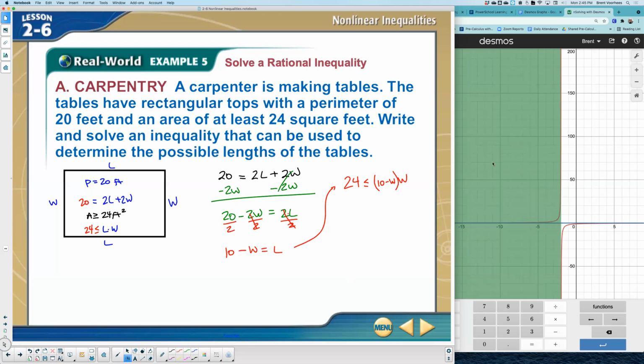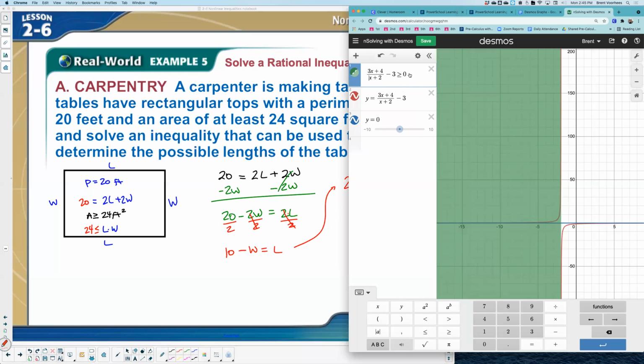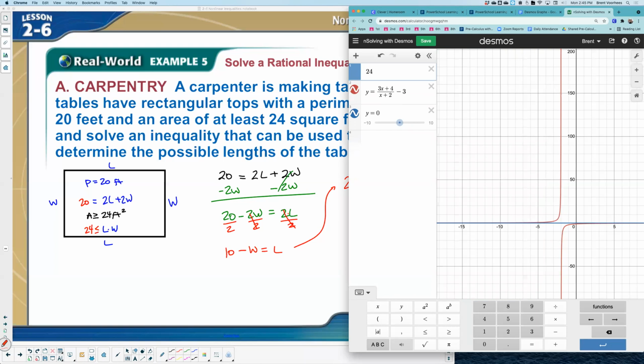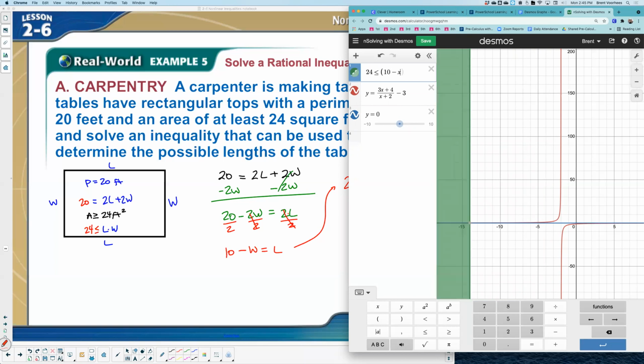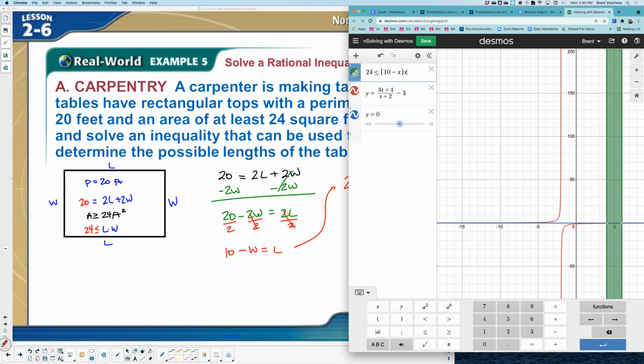And I'm just going to use the calculator now to solve this one. So we have the equation 24 is less than or equal to, and I'm going to use the letter X, 10 minus X, I'm sorry, times X. And the calculator shows us the answer.